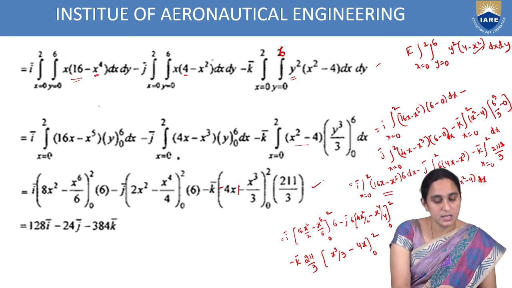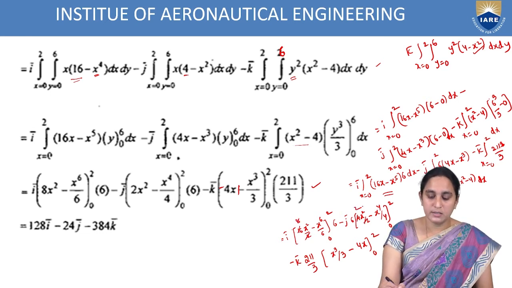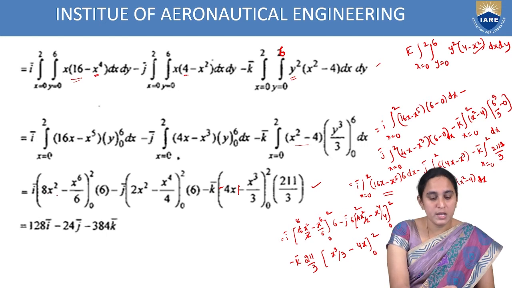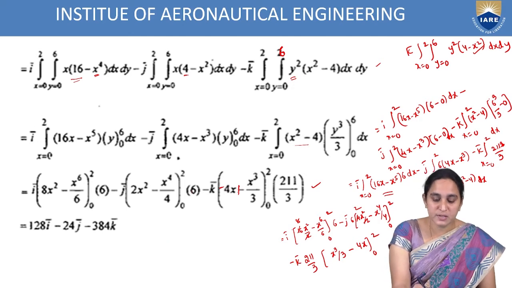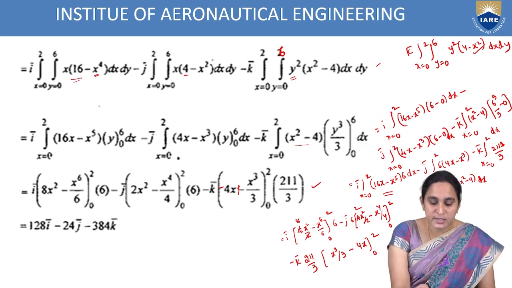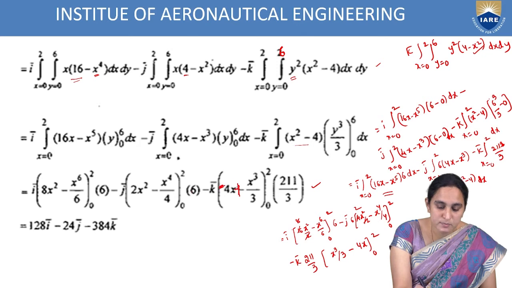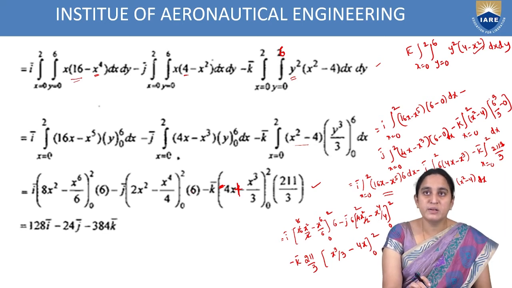After this, here 8x square, here 2 8s are, and here 2 2s are, and the next, here the limit points are I bar into 8x square minus x power 6 by 6, limit points 0 to 2, into 6, minus j bar into 2x square minus x power 4 by 4, limit points 0 to 2, into 6, minus k bar into minus 4x plus x cube by 3, integral 0 to 2, 216 by 3. Now integrate.